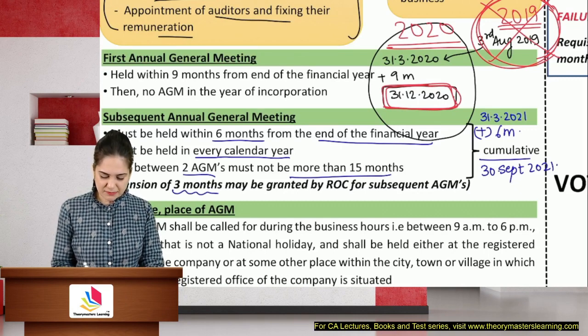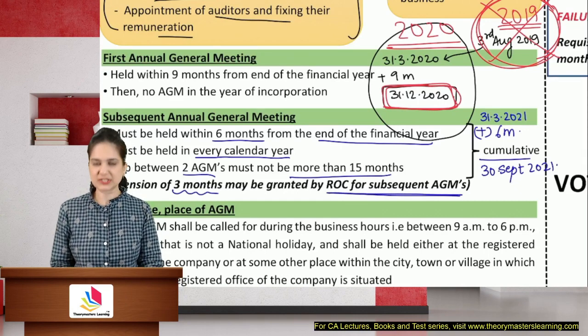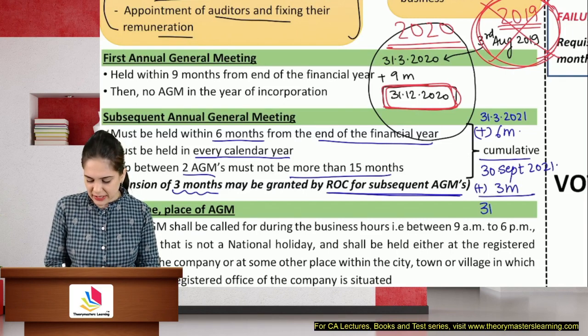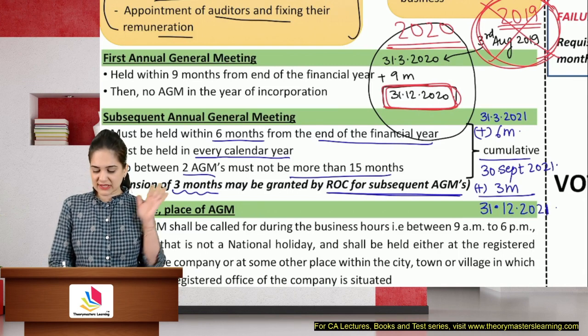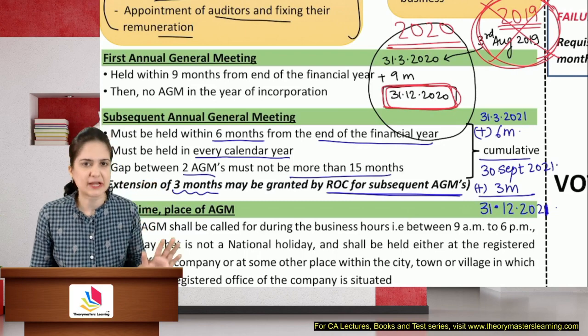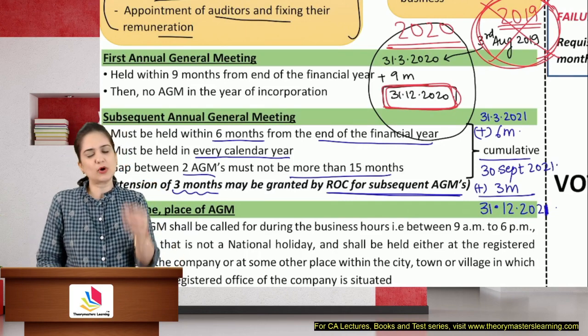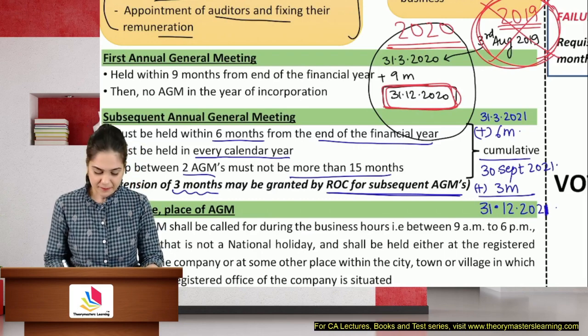Extension of 3 months may be granted by ROC for subsequent annual general meeting. So if I go to the ROC for genuine reason, he may extend 3 months, and then I can hold the meeting by 31st December 2021. No extension is given for the first annual general meeting because they already have 9 months for holding the meeting. Okay, we already have an extended time limit.